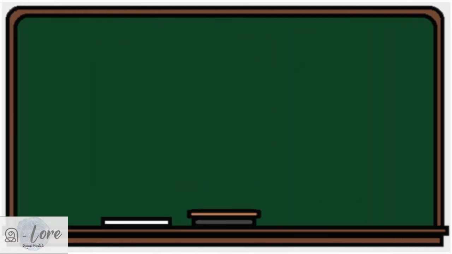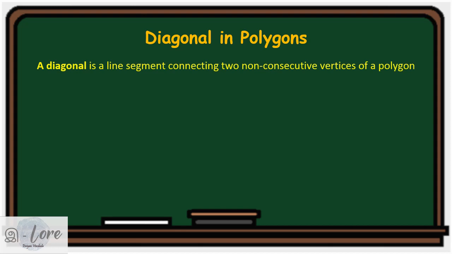The next topic we are going to discuss is diagonals in polygons. Does a polygon have diagonals? If so, what is the definition of a diagonal? A diagonal is a line segment connecting two non-consecutive vertices of a polygon. What is meant by non-consecutive? Vertices which are not next to each other, not adjacent.